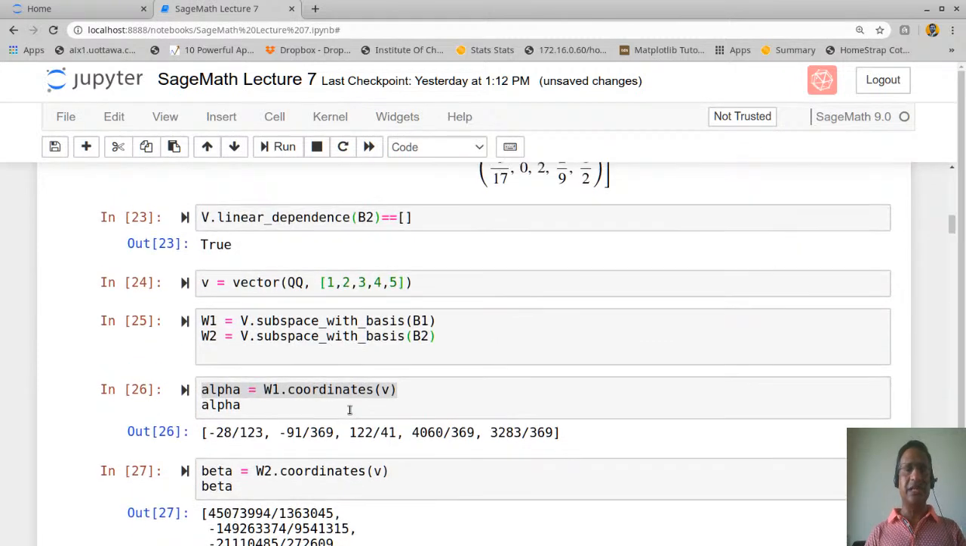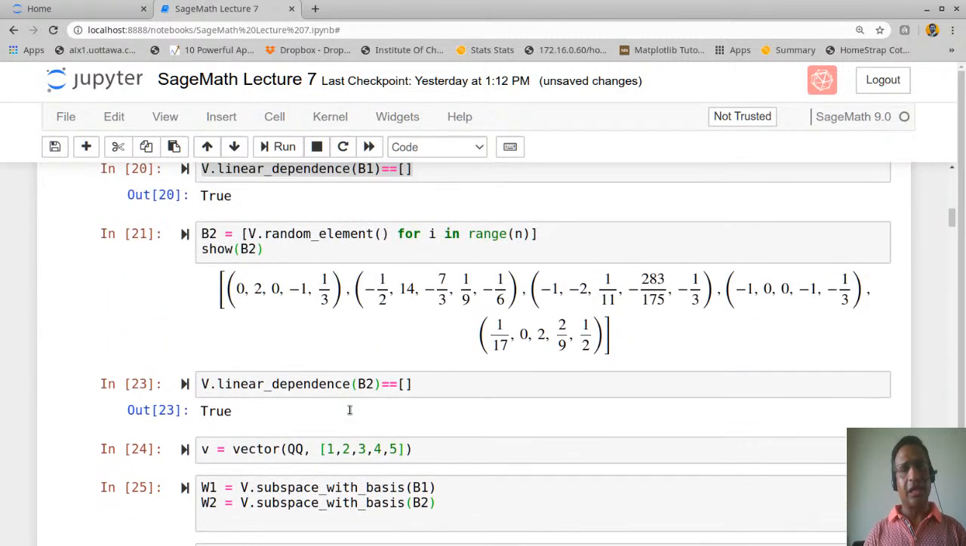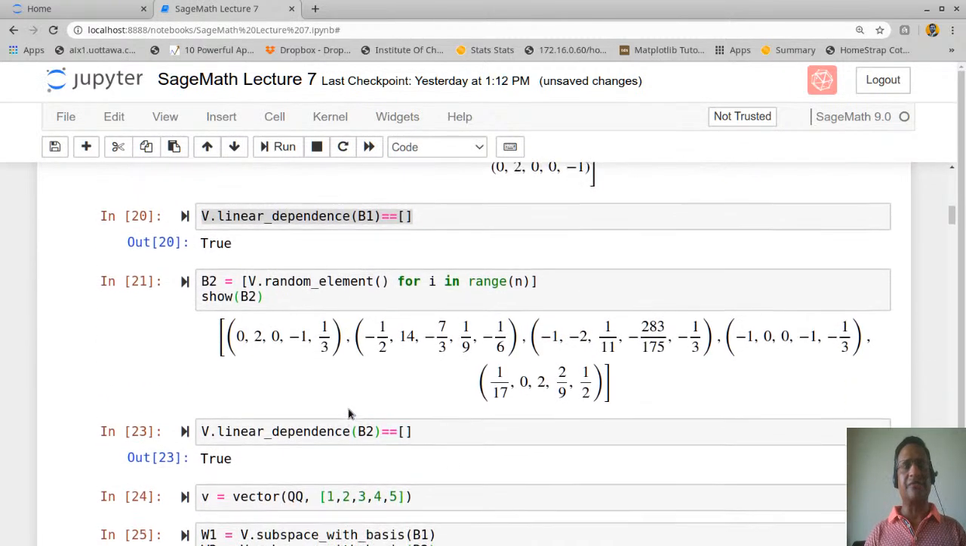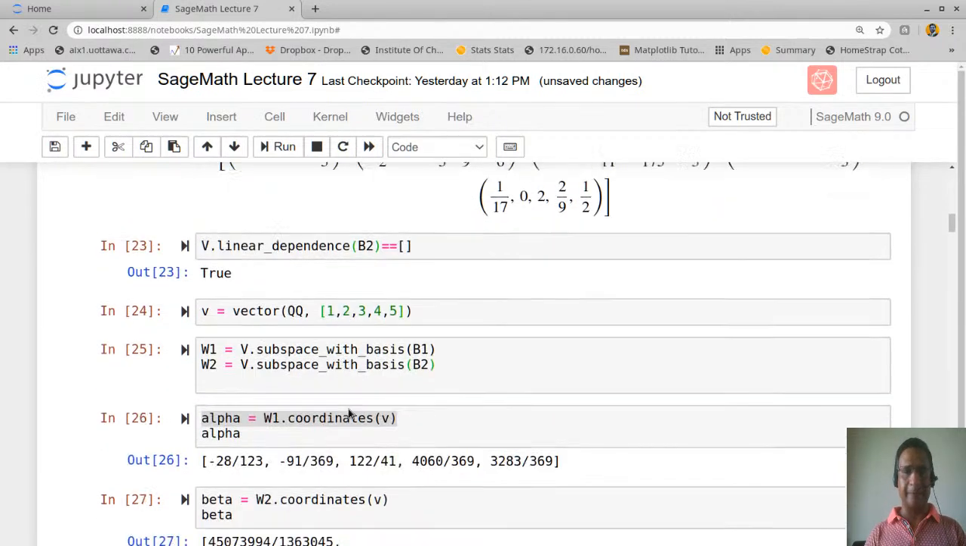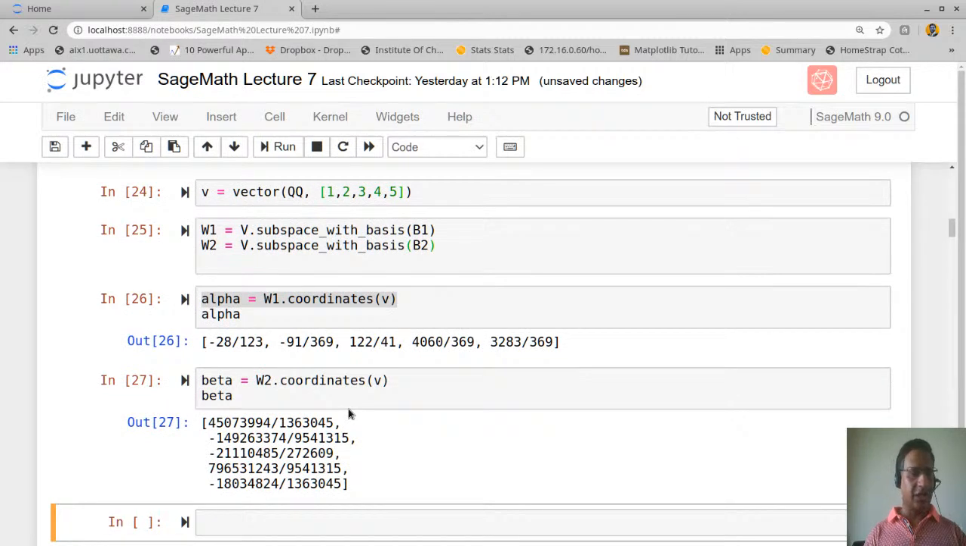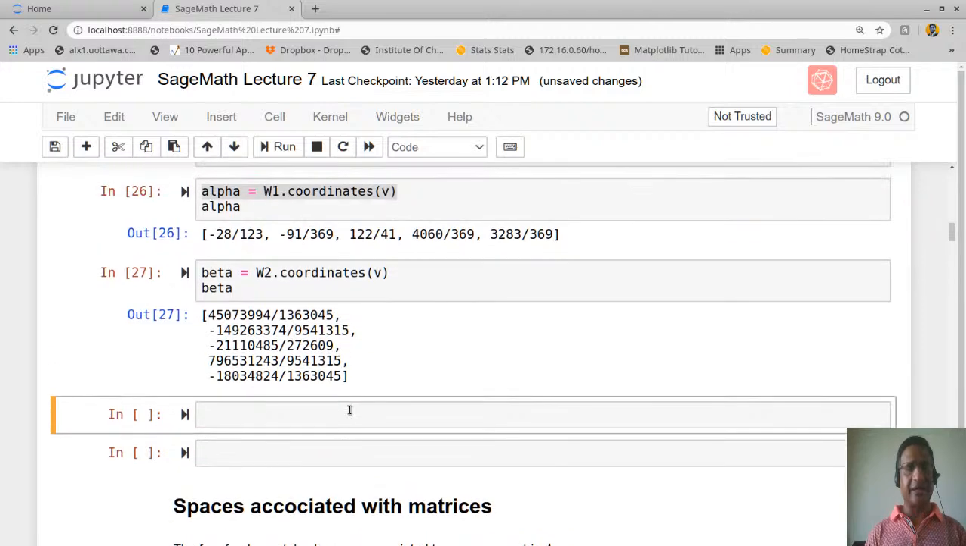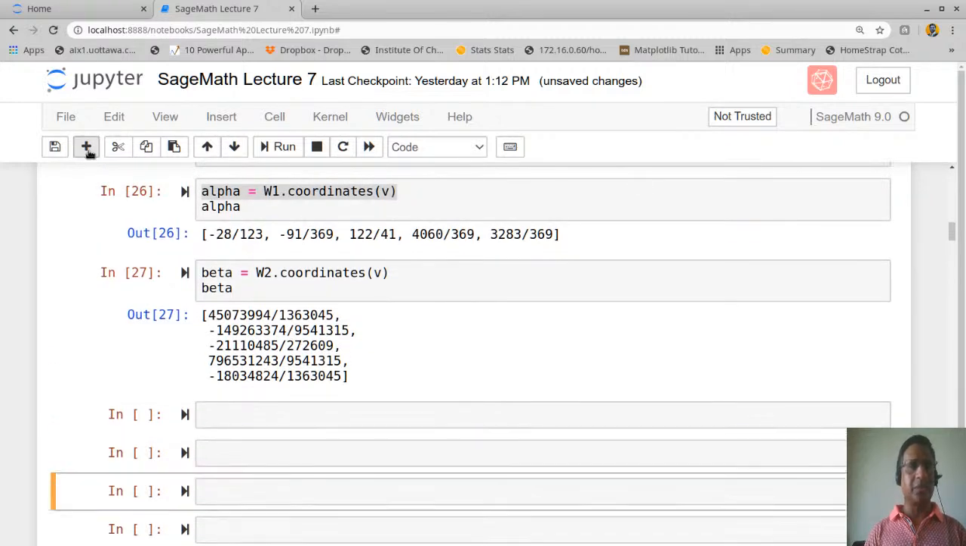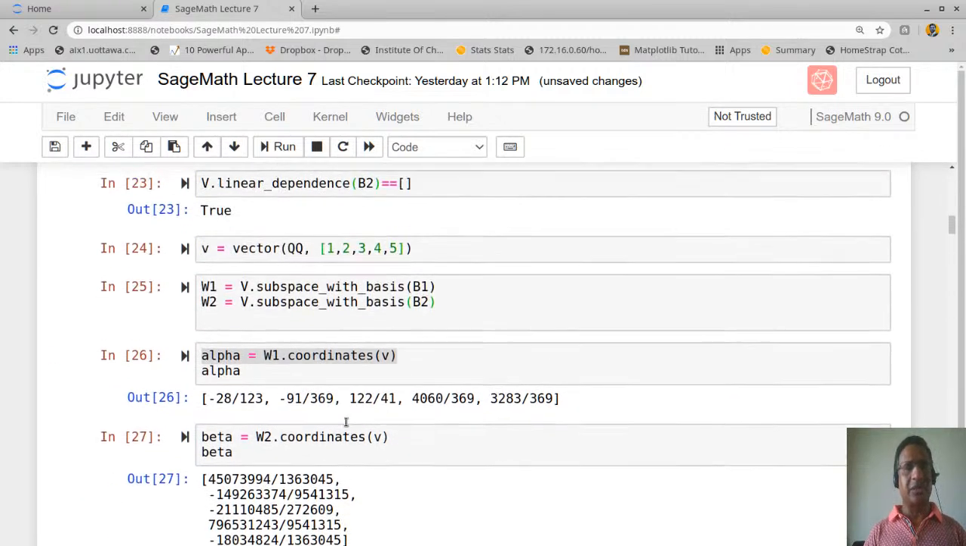Now what is it that we want to do? We want to find out how this alpha and beta are related. In this case, of course there are various ways of doing this problem, but let us find out what we mean by alpha being the coordinates with respect to basis b.